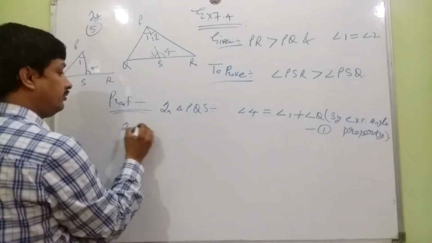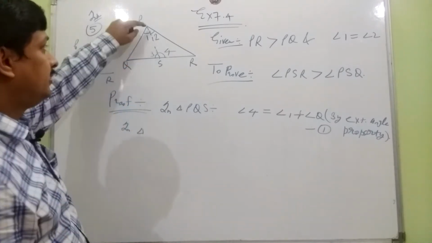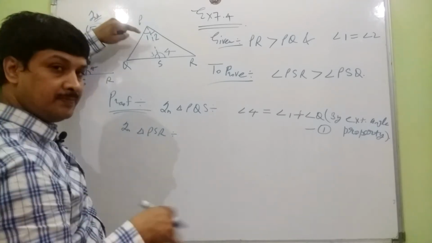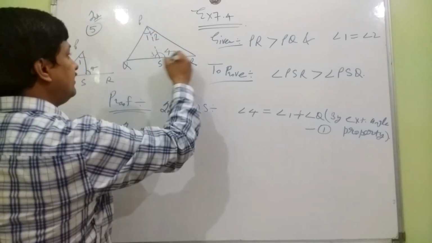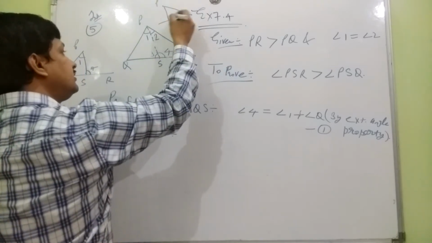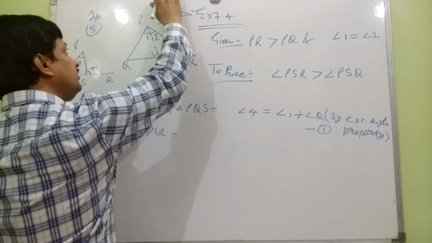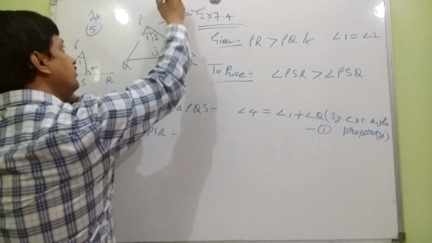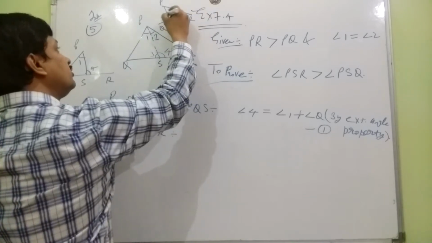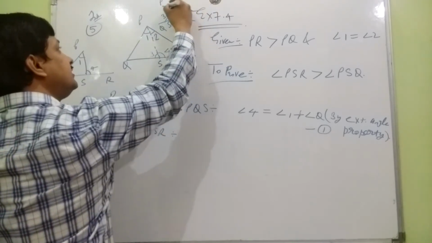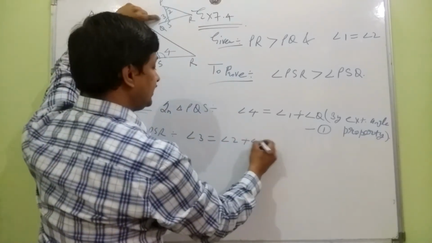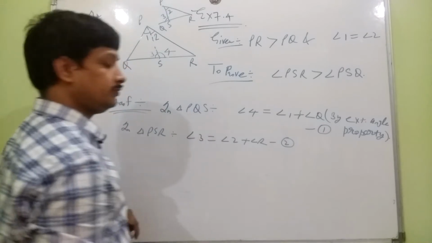Now, in another triangle PSR, repeat the same step. Apply the exterior angle property. This time in this triangle, I am making the figure here. This is not required to be made by you. You can only make this figure. So P, Q, S, and it was R. Here this angle, angle 3, is the exterior angle. So angle 3 will be equal to angle 2 plus angle R. It is equation number 2.